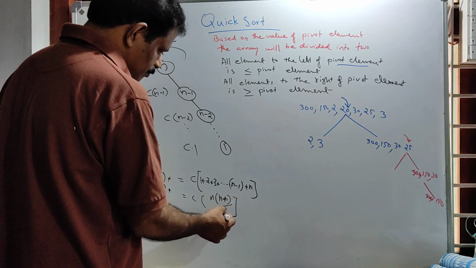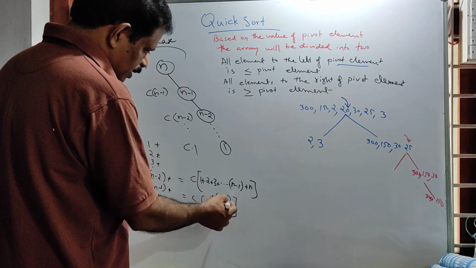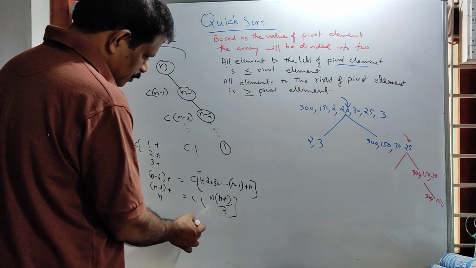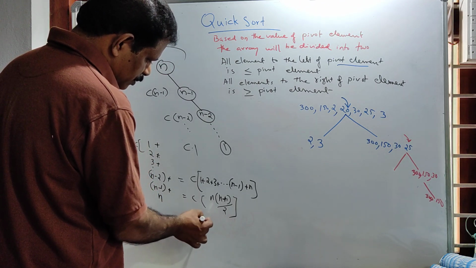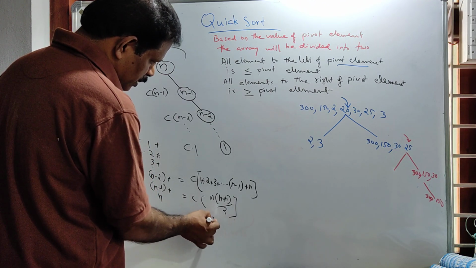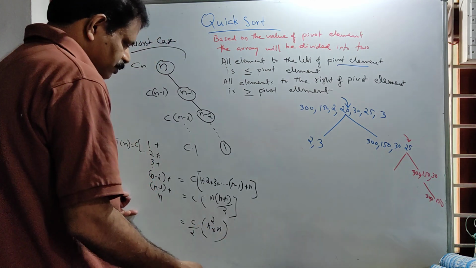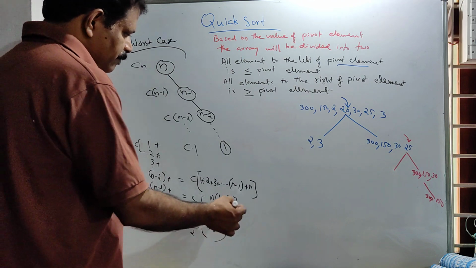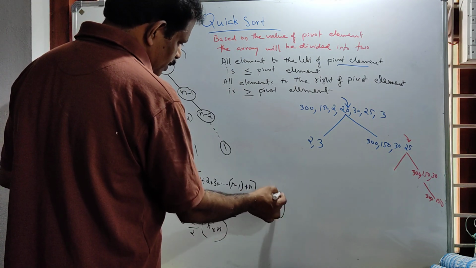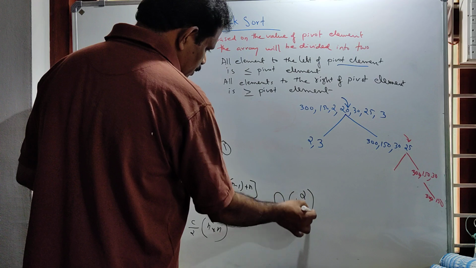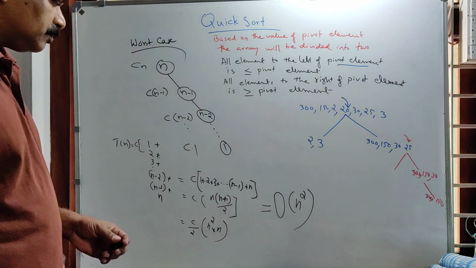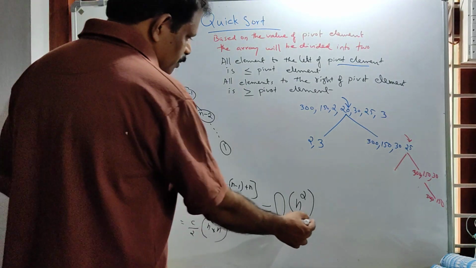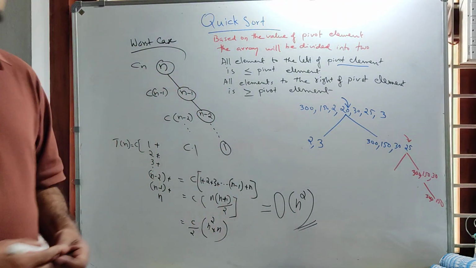You will be getting some n square terms here, isn't it? T(n) equal to C by 2 into n square plus n. So you are getting Cn square by 2 plus Cn by 2. We can say the complexity is big O n square. So this is the worst case complexity of Quicksort.